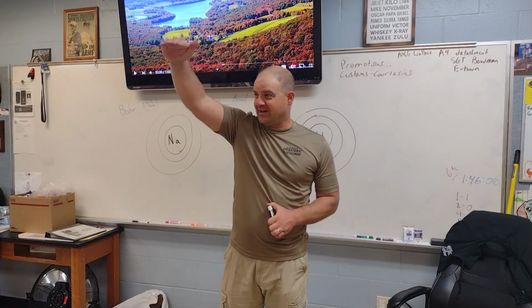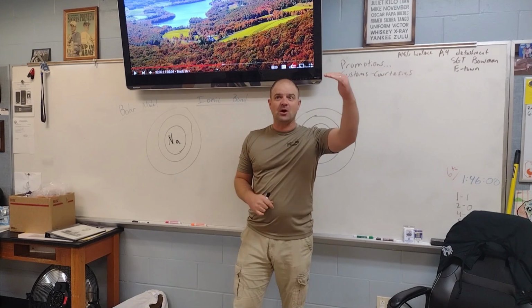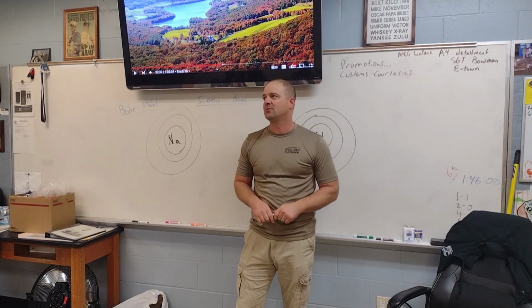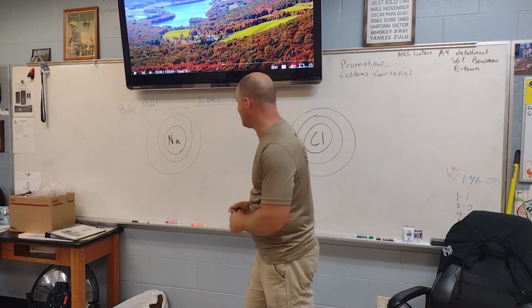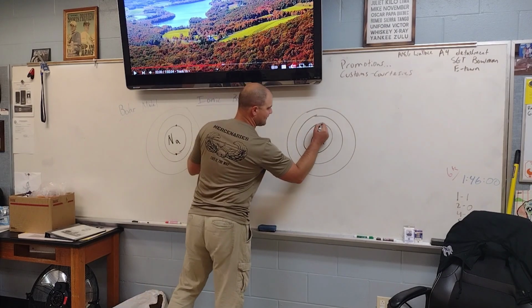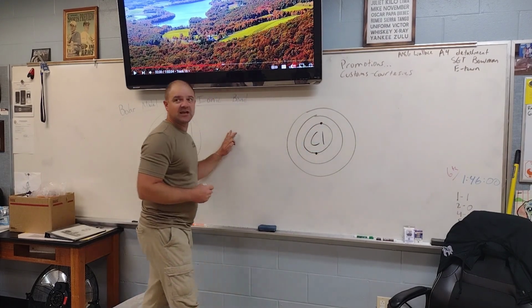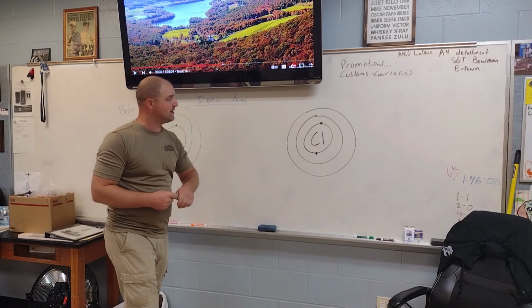The first ring is represented by the first row. How many elements are in the first row of the periodic table? 2. So we said you can put 2 electrons there. So we have 1, 2. The second row has how many elements? 8. So the second ring can hold 8.